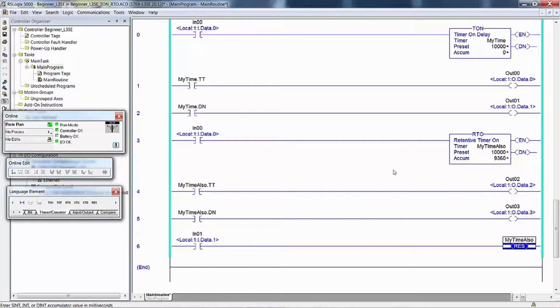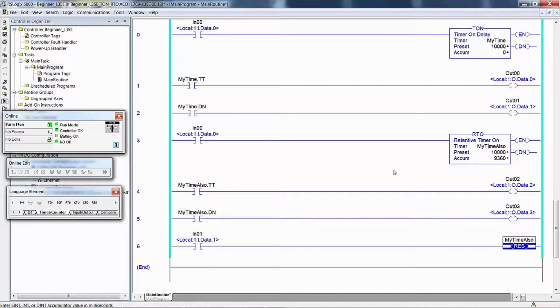When you switch input 0 off, what was the accum value of my time also? Well, whatever you wrote in there. And what is the value with input 0 in the off state? That again depends on where you started and stopped executing that logic with input 0.